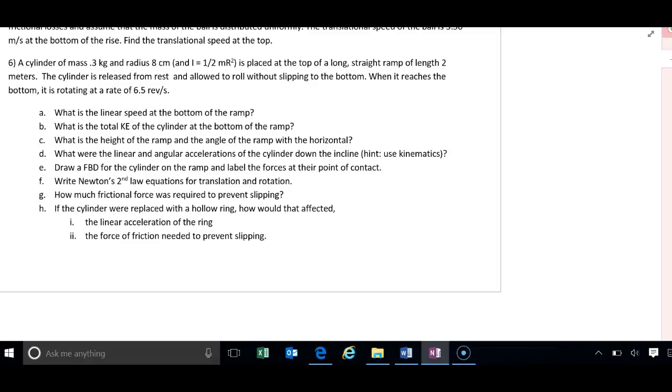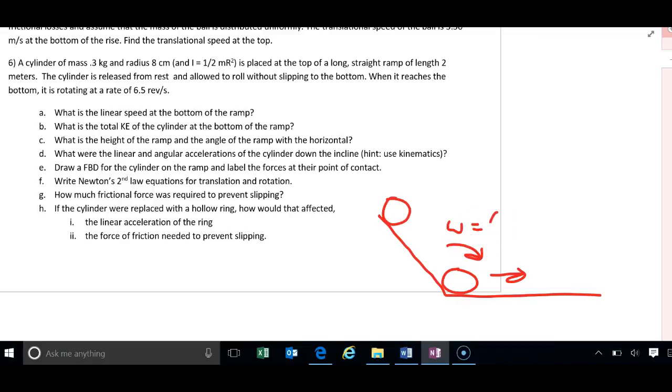All right, number 6. A cylinder of mass 0.3 and radius 8 centimeters is placed at the top of a long, tall ramp. So let's draw our picture. Here's my cylinder. When it reaches the ground, so right here, it's rotating at a rate of, so that would be its omega equals 6.5 revs per second. What is the linear speed at the bottom of the ramp?